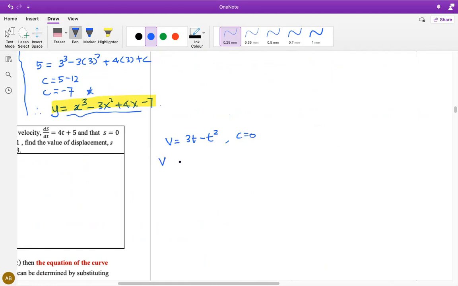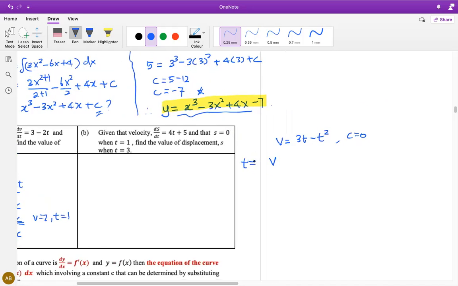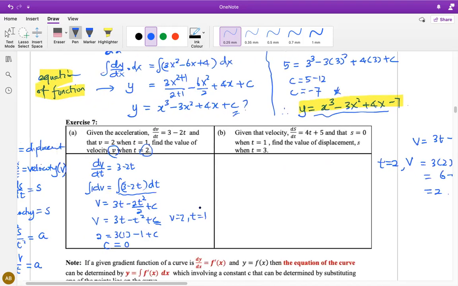So the question asks, if t is 2, so we substitute t is 2. So v equals 3 times 2, 6, minus 2 squared, 4. So 6 minus 4, you get 2, all right? So this is the value of v when t is 2. If you substitute 2 in straight away, you won't get the answer because of the c there. You get 6 minus 4 plus c, so the c you still need to find out.